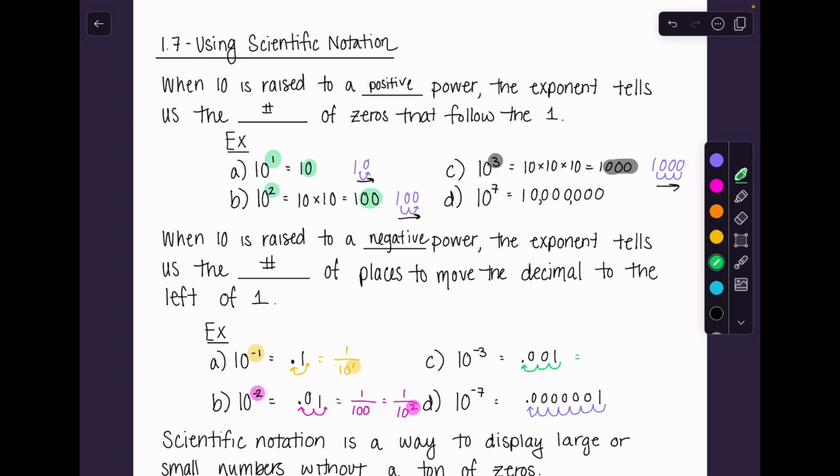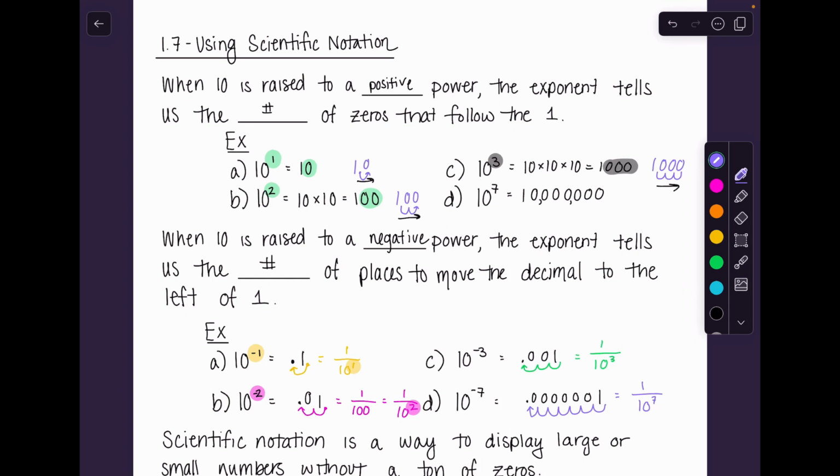So in the same way over here, 0.001 is the same thing as 1 over 10 to the third if you plug that in your calculator. And 10 to the negative 7 is the same thing as 1 over 10 to the 7th.